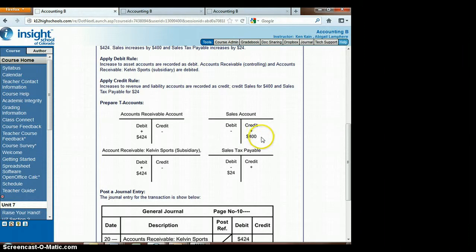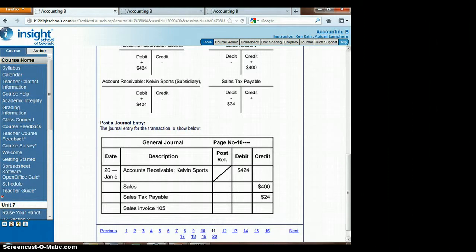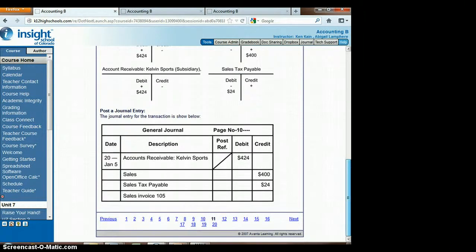Then we have our sales account increasing by $400 as a credit, and then sales tax payable. Again, up here we just said that it should be a credit, so this table has it listed incorrectly. It should be increasing as a credit for $24 like it's listed up here. And so then it shows how those transactions are then recorded into the general journal. So as you can see, our accounts receivable debited for $424, sales and sales tax payable both credited for their amounts.